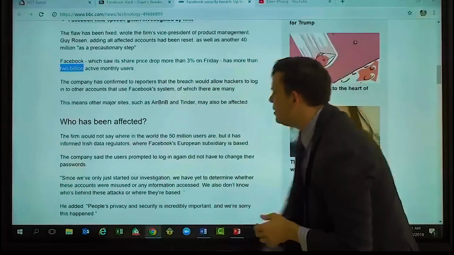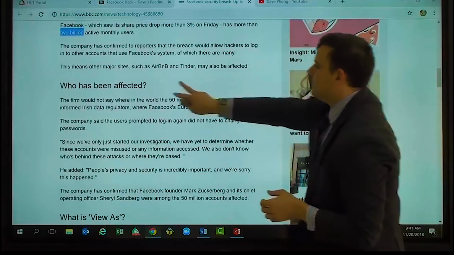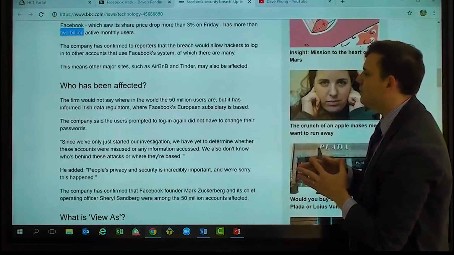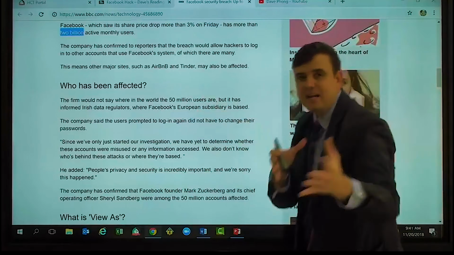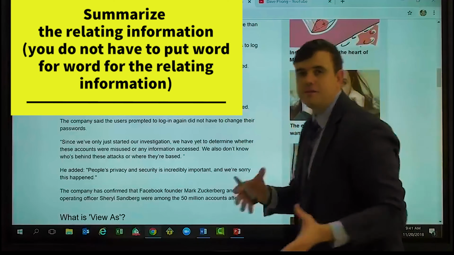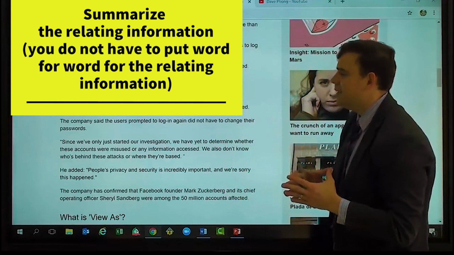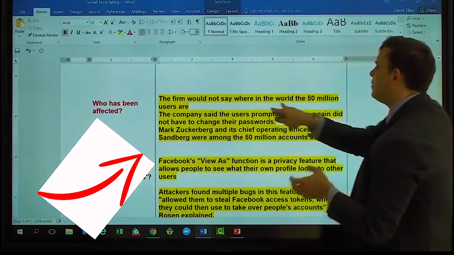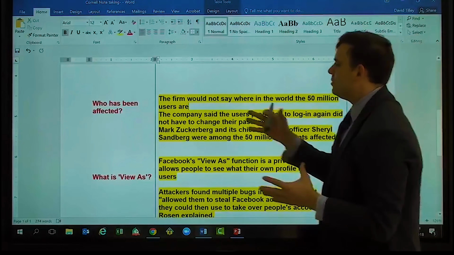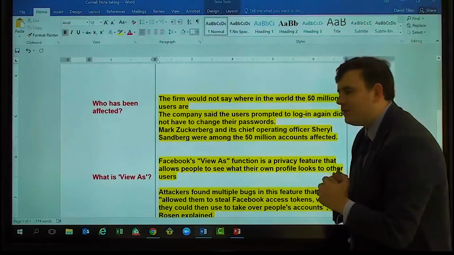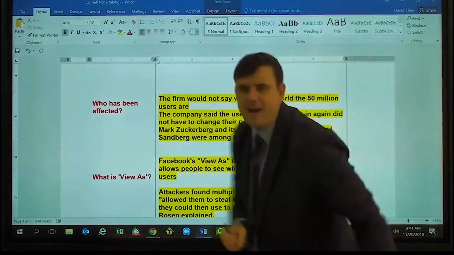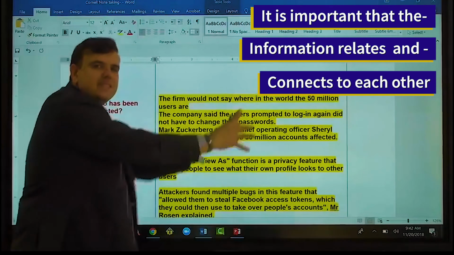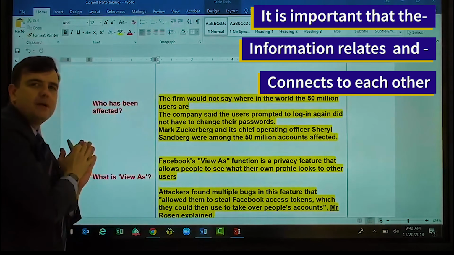We go back to the document here. So who has been affected? I've read this and paraphrased it, summarized it into my own words. The firm would not say where exactly in the world the 50 million users are that were compromised by this hack. You can see here how I've included that: the firm will not say where in the world the 50 million users are, and I've given a little bit more information. So you can see the connection, guys. Important information, and then you're elaborating, giving more detail to that important information.